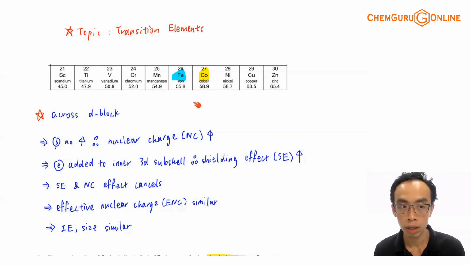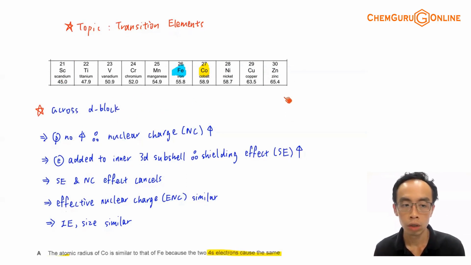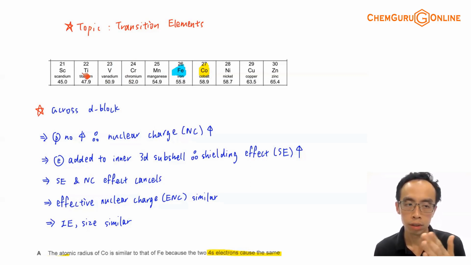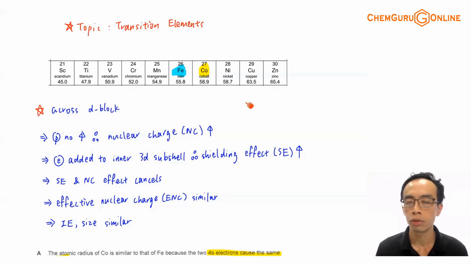So across the D block, from scandium all the way to zinc, you notice the proton number increase. So therefore the nuclear charge will increase. And I'm adding electron to an inner 3d subshell because all of them are 4s2 3d something. Scandium is 4s2 3d1, titanium is 4s2 3d2, vanadium is 4s2 3d3, and so on. So when I'm adding electron to an inner 3d subshell, shielding effect actually goes up.